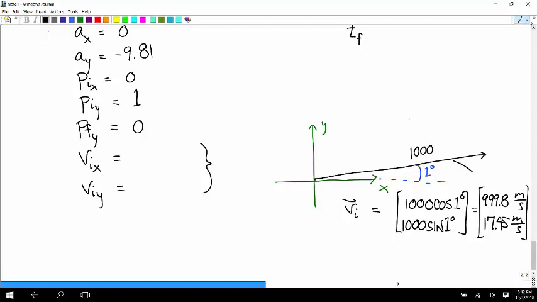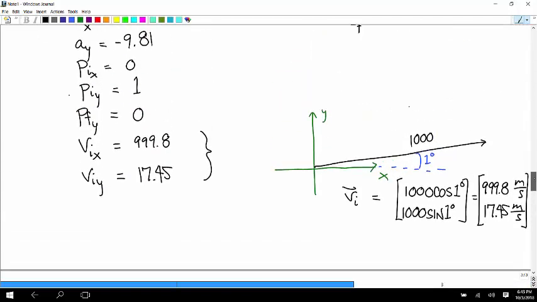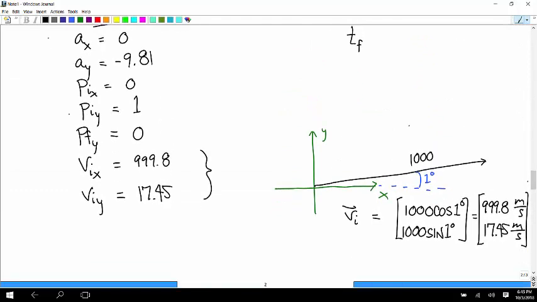Okay, so VIX, I'll put here is 999.8. VIY is 17.45. We don't know anything about the final velocities. And now look for an equation that has TF in it, and everything else in it is known. And it's the same one that's going to work again. PFY is equal to PIY plus VIY TF plus 1/2 AY TF squared.